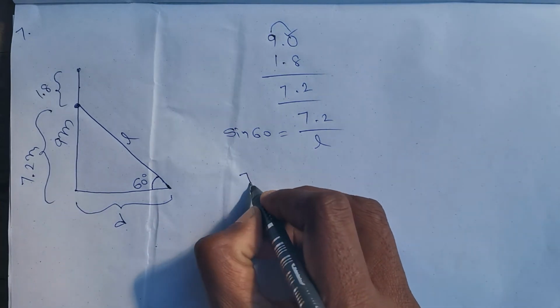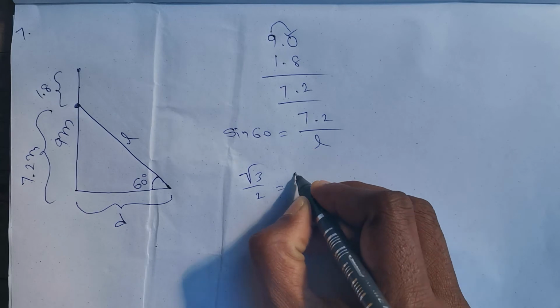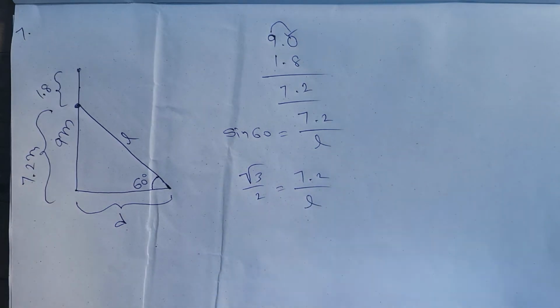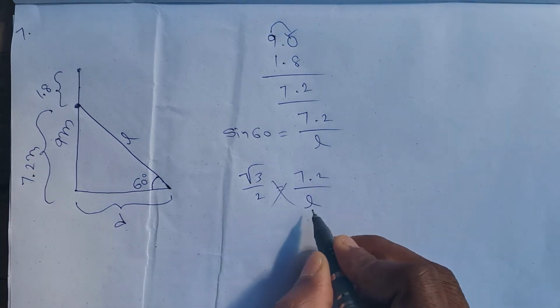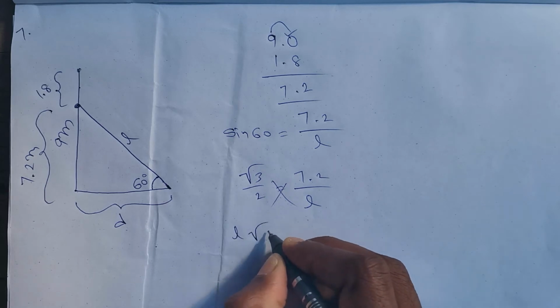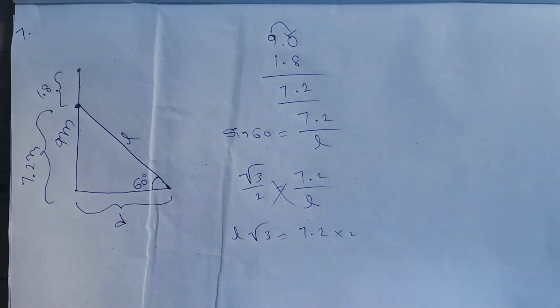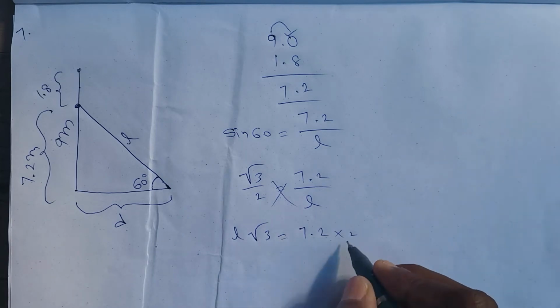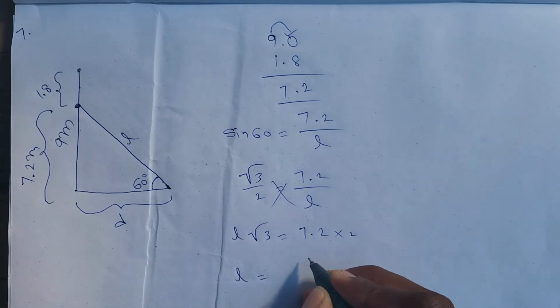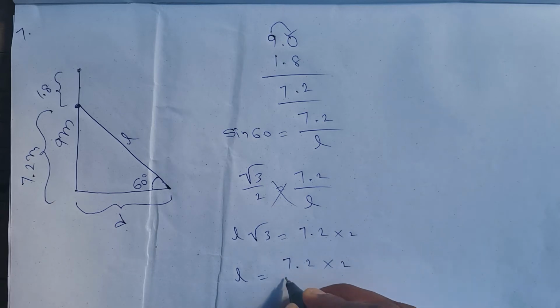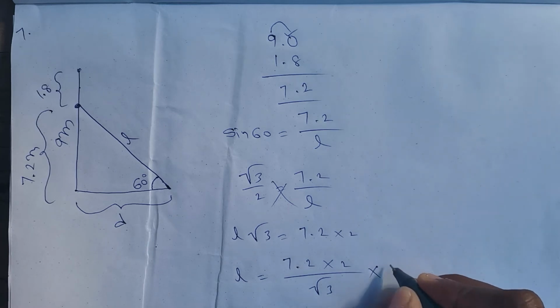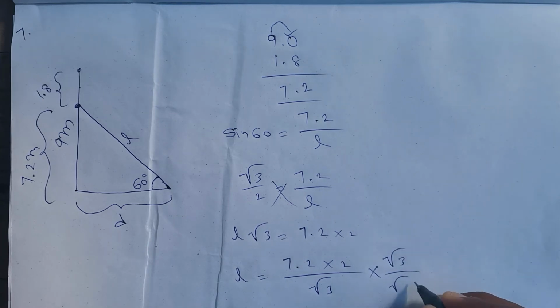Sine 60, root 3 by 2, is equal to 7.2 divided by the length of the ladder. If we do cross multiplication, L root 3 is equal to 7.2 into 2. Now I want the L value, so I will take root 3 to the right side. So L is equal to 7.2 into 2 divided by root 3. Here also, same again, we don't want any irrational number in the denominator, so that's why multiplying and dividing by root 3, root 3 by root 3.